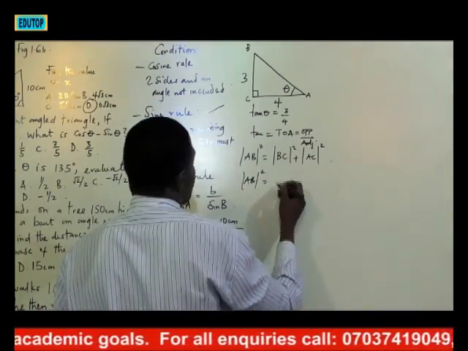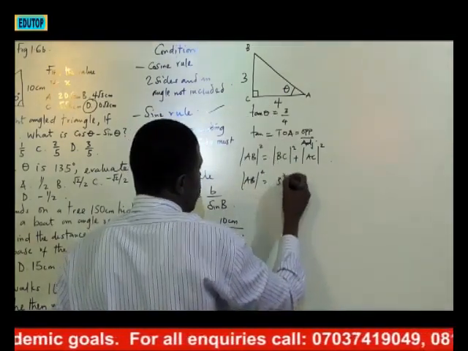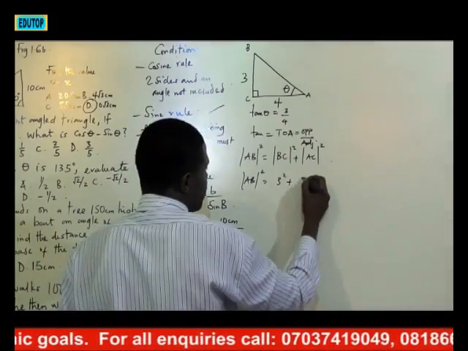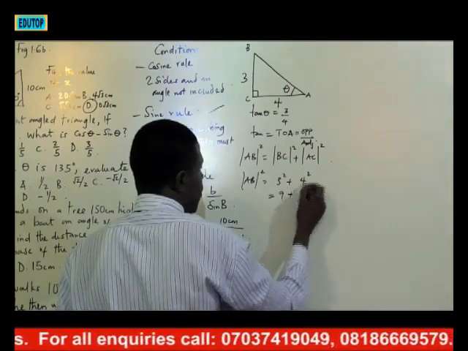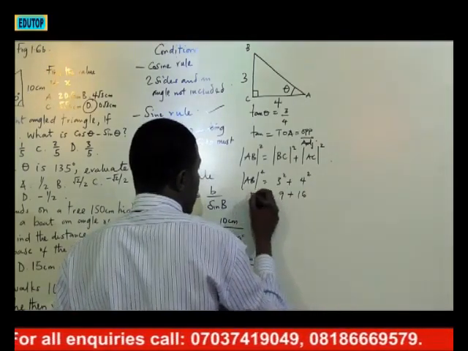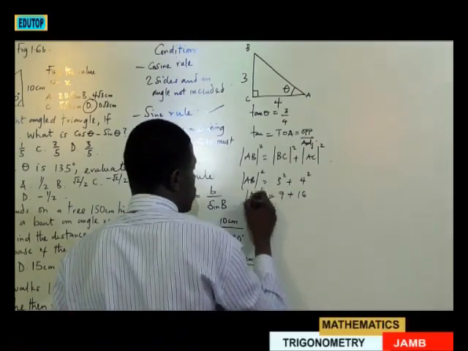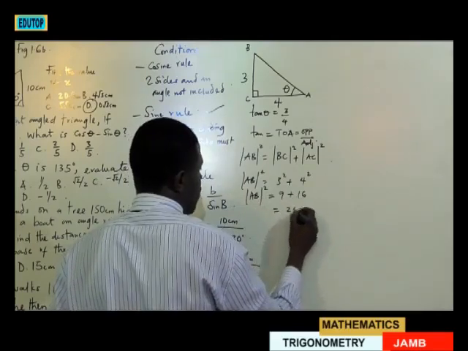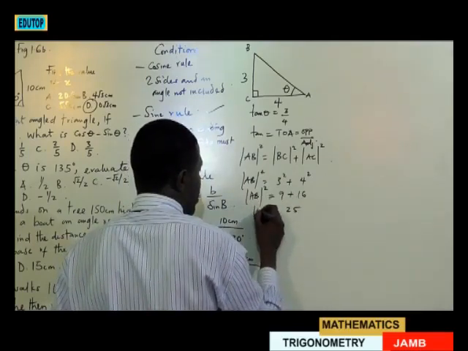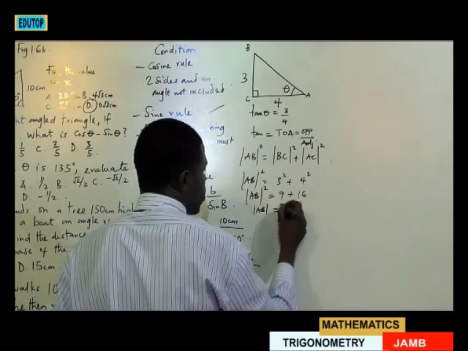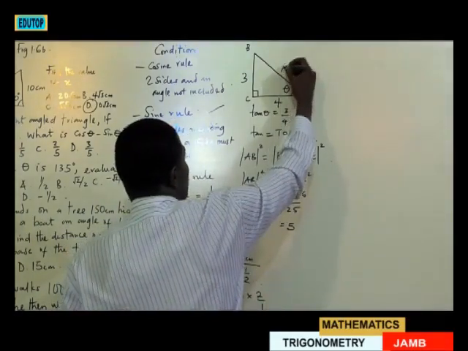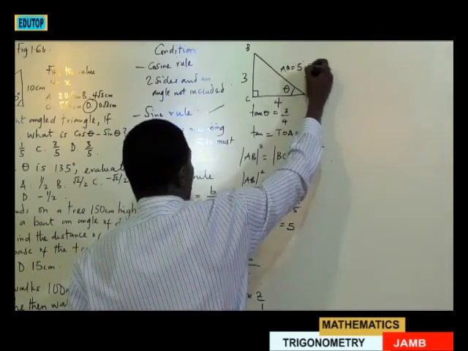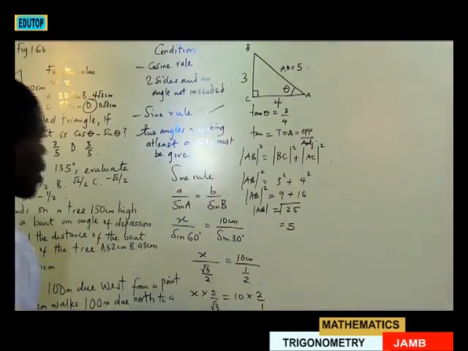What is our BC squared? BC is 3, so 3 squared, plus AC, which is 4, so 4 squared. 3 squared is 9. 4 squared is 16. So we have AB squared to be 25. Then our line AB will be equal to the square root of 25, which is 5. That means this place, which is our AB, is calculated to be 5. So take note of that.